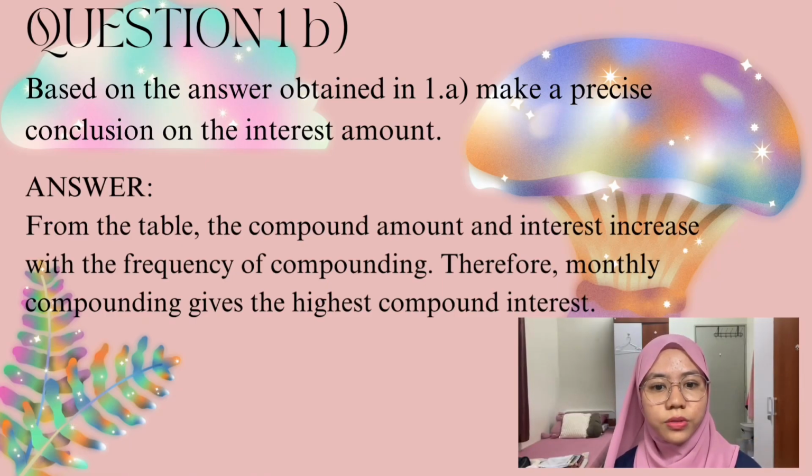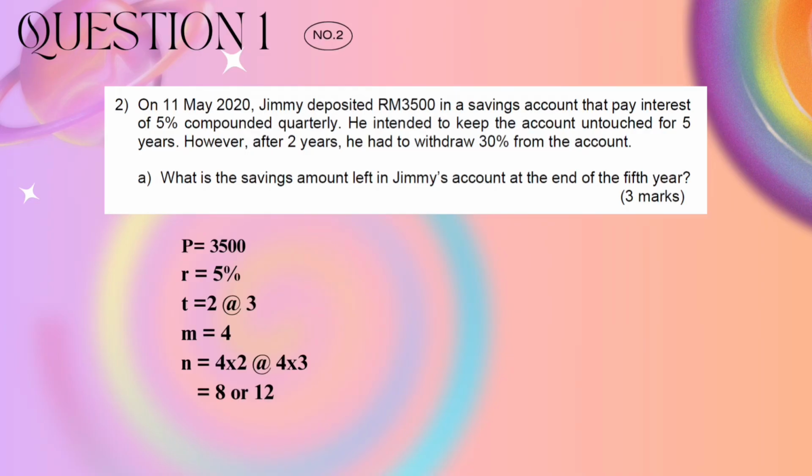Now we move on to question 1B. Based on the answer obtained in A, make a precise conclusion on the interest amount. So from the table, the compound amount and interest increase with the frequency of compounding. Therefore, monthly compounding gives the highest compound interest. Next, Aiman is going to explain question 1, number 2.